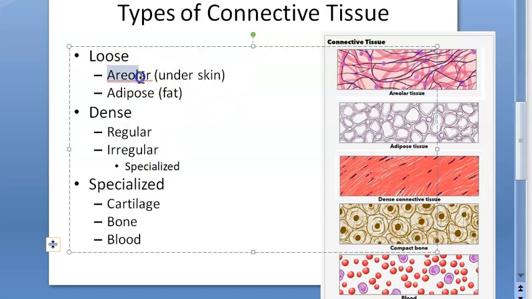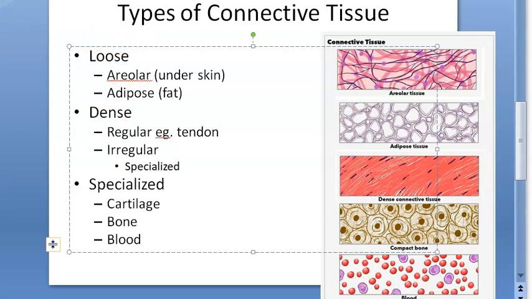Loose, under loose, you have areolar, which is under the skin. Adipose also is fat tissue under the skin only, subcutaneous fat, etc. Dense, you have regular, irregular. Under irregular only, you have specialized. That's separate category. They're putting as specialized. Cartilage, bone and blood, okay? Regular example, you can take tendon, etc. Where the collagen is very neatly arranged, looks like.